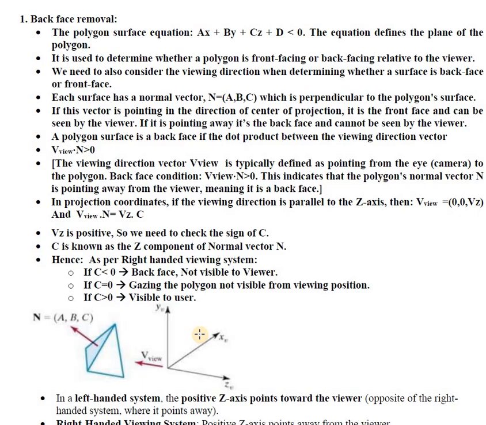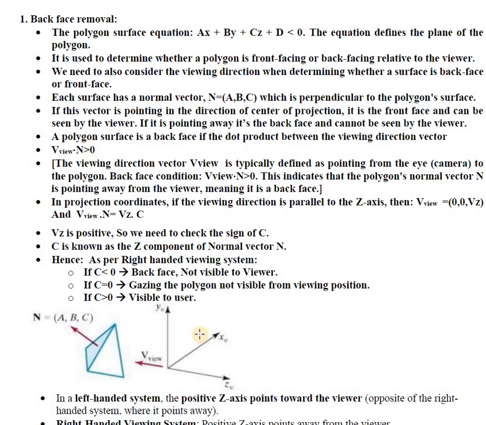Now, let us consider that vview dot n is equal to vz times c. We are able to say this if the viewing direction is parallel to the z-axis. So when vz is positive, we check the sign of the c component. c is called the z component of the normal vector. This is as per the right-handed viewing system. If we consider the left-handed viewing system, these conditions will be exactly opposite of what they are right now, because in left-handed system the positive z axis points towards the viewer.